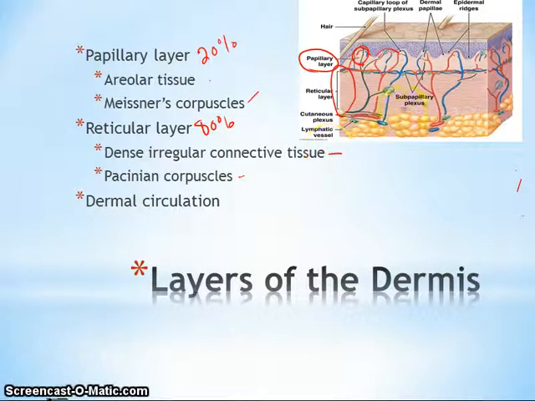You will find arteries and veins located in this area. Here's an artery, here's a vein. Nerve endings here are called Pacinian corpuscles. They sense deep pressure and vibration in this layer.